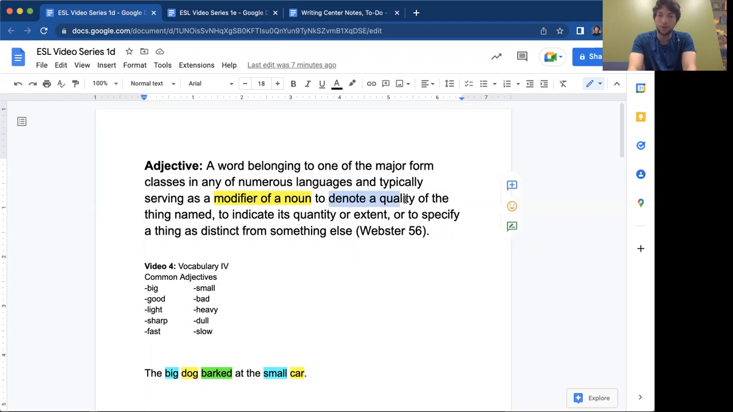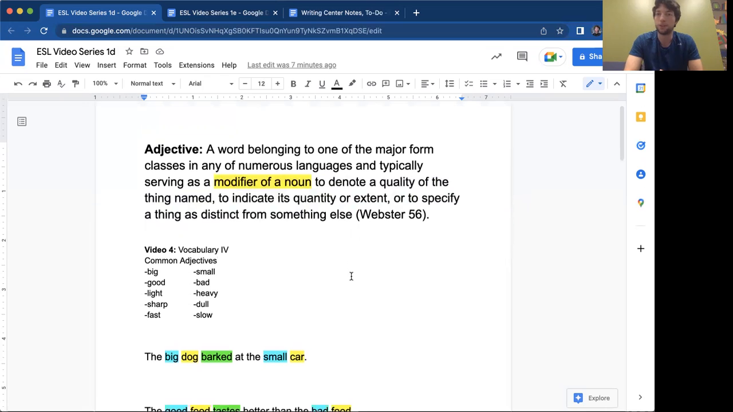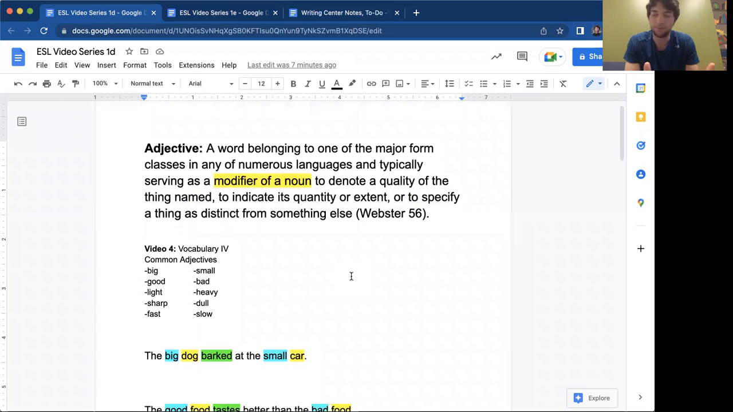And these three instances are the ways in which it can modify a noun, right? Quality, quantity or extent, or as specifying something as distinct from something else. So let's look at some examples of adjectives, and then we'll look at some examples of adjectives in sentences.